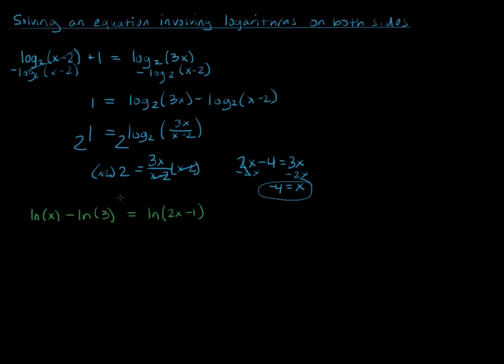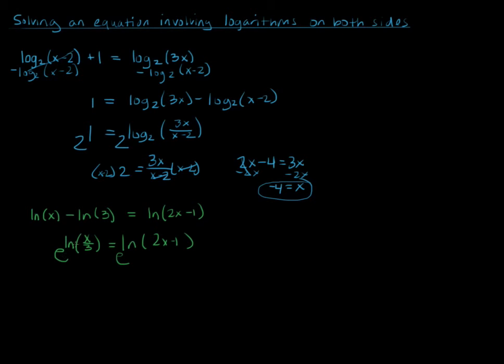Okay, so now let's try to solve this equation. In this one, I see I have natural logs on both sides, so I'll try to combine all the natural logs on one side into a single natural log, and then we can just raise e to both sides, or both sides to the e power. In this case, remember that subtraction is the same as division, so ln of x over 3 equals ln of 2x minus 1. Now I'm going to do e to this side and e to this side.